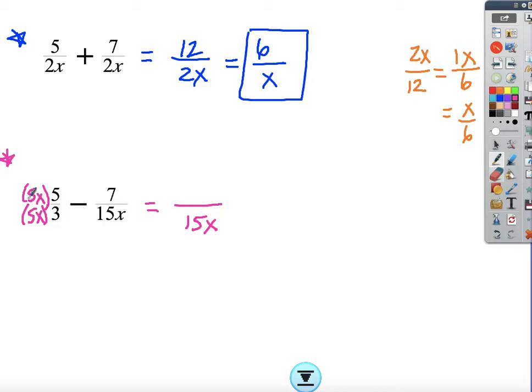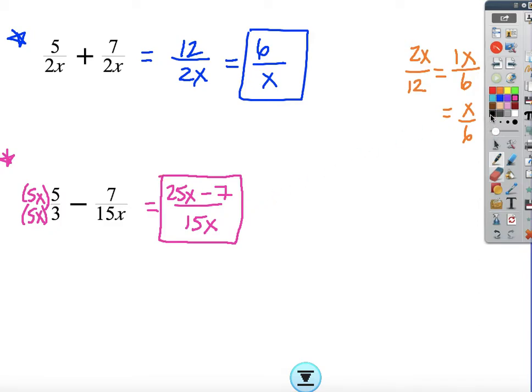All right, now on the top, we've got 5x times 5. 5 times 5 is 25, and then you have that x. So 5x times 5 is 25x, and then we have minus, and then this is just a 7. There's no x up there. Now this, the numerator, we cannot combine because the 7 does not have an x. So these are not like terms. We can't combine them. So we just have to leave it like that.